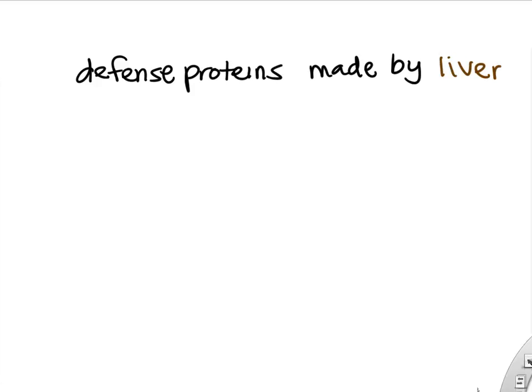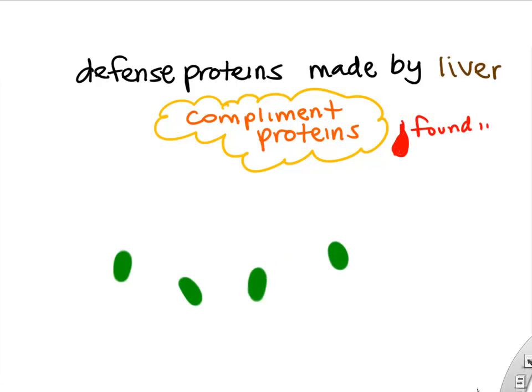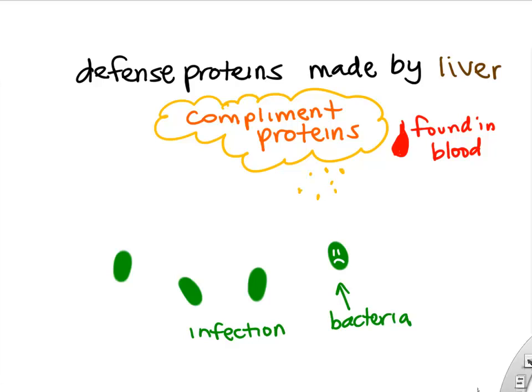We also have some defense proteins that are made by our liver cells. We call these defense proteins complement proteins. Complement proteins circulate around in your bloodstream and your body's tissues, and they're usually inactive. But if you get an infection, for example, let's say you have a bacterial infection, those complement proteins can actually recognize surface markers on the bacteria and become activated.